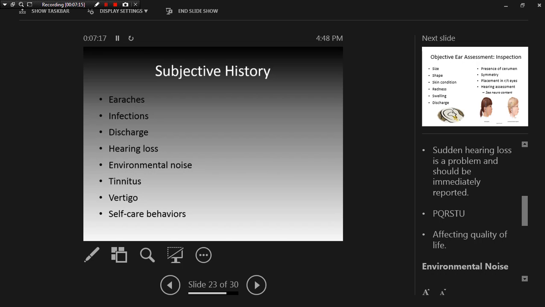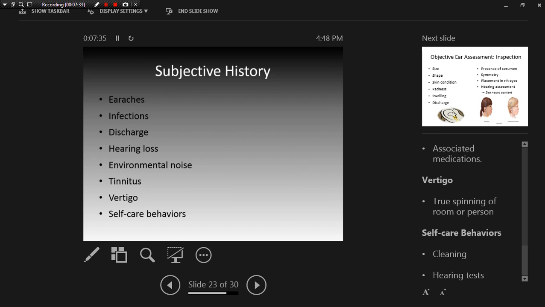And so, self-care behaviors. When was the last time that you had a full comprehensive exam where they checked your hearing? Or have you recently had your hearing checked by an audiologist? How about cleaning your ears? What kinds of methods do you use to clean your ears? Are you somebody that's putting objects down your ears where you're not supposed to?